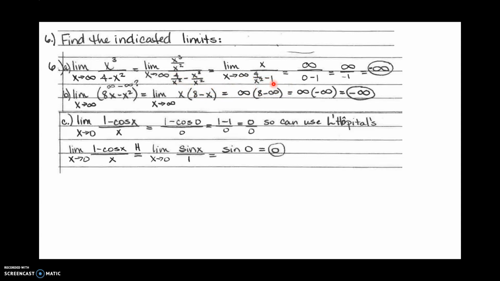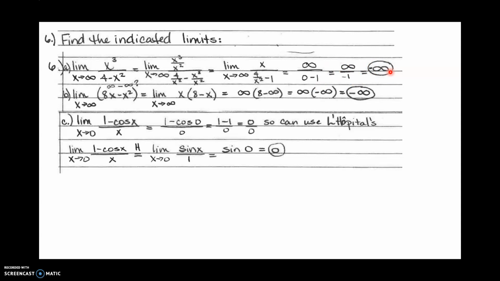Now when I plug in, I'm going to have infinity in the top. Down here, a number divided by a variable is 0. The limit of a constant is that constant. So I'm going to have infinity divided by negative 1, or negative infinity.